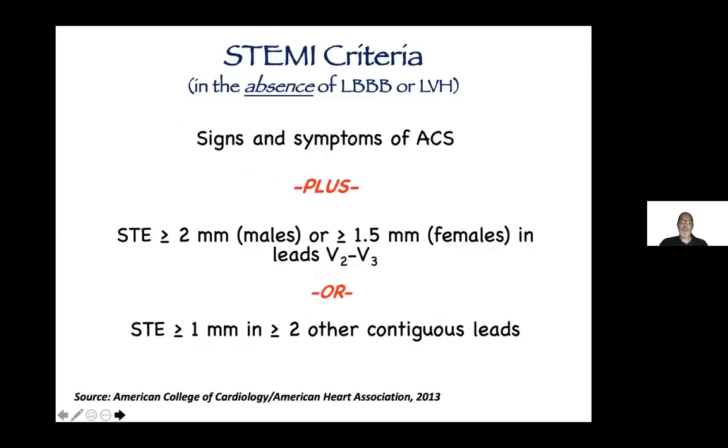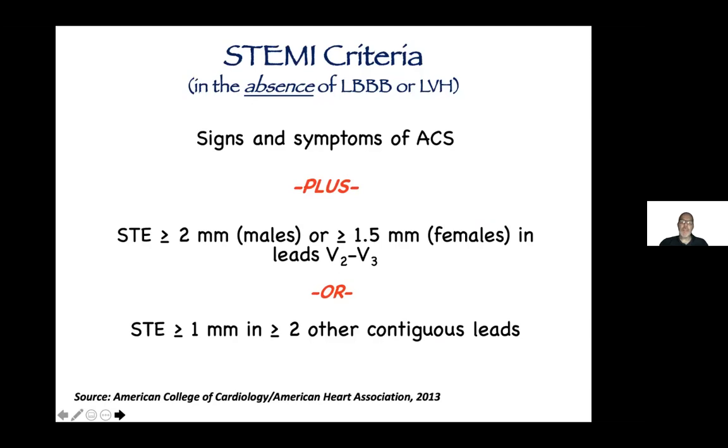So what does the American College of Cardiology and the American Heart Association say right now, as of today, of when we should do a field activation, or when we should call ahead and say, we're pulling the trigger, patient's having an MI? Well, first of all, they have to be having signs and symptoms. And it could be chest pain, pressure, discomfort, shortness of breath, or any anginal equivalent.